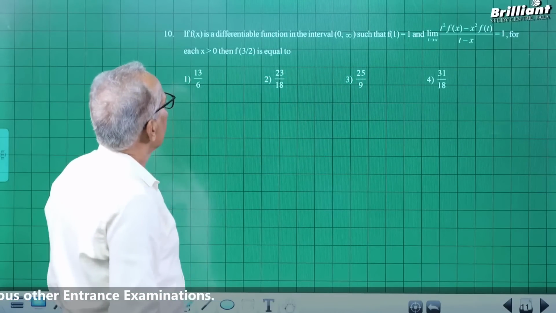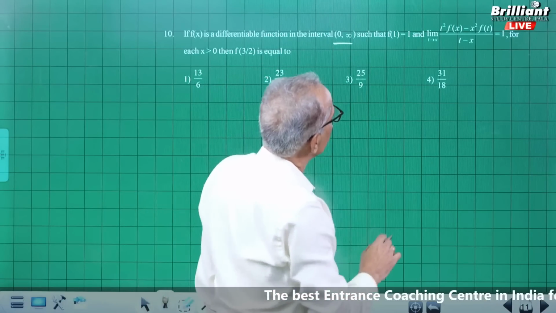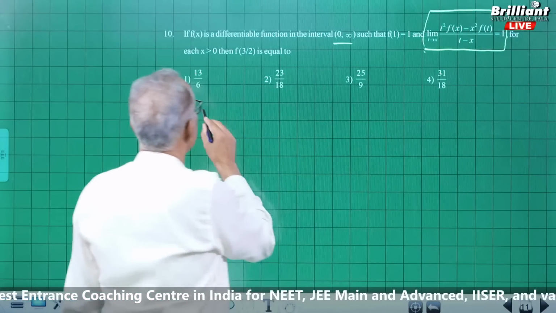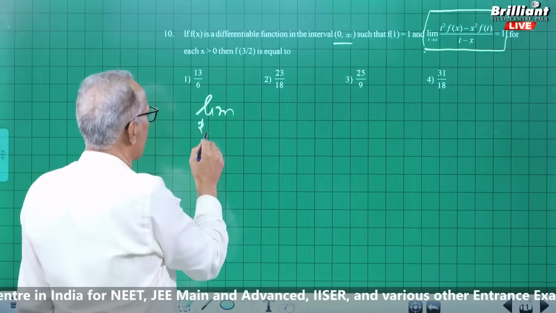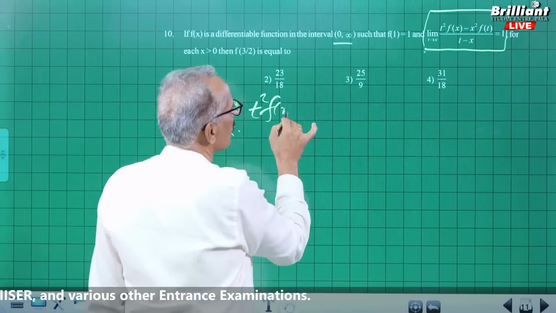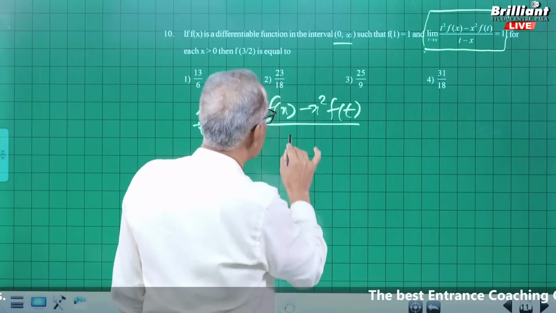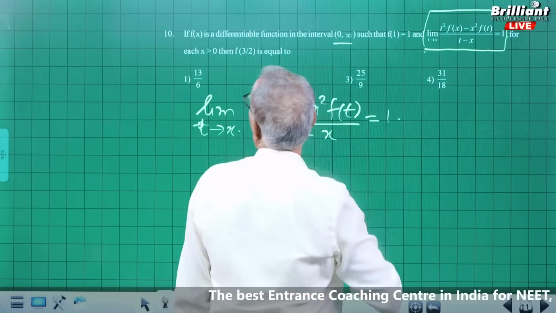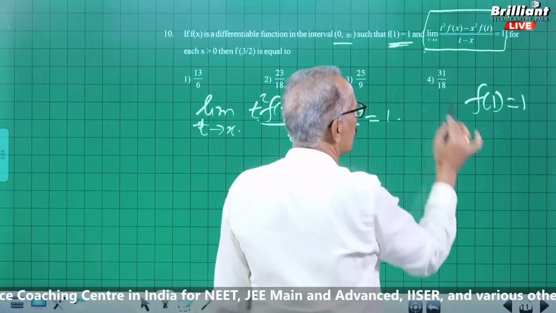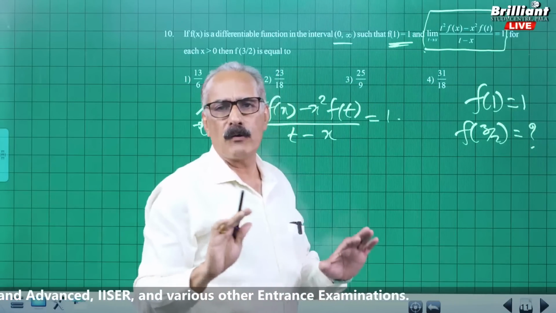Question number 10. If f(x) is a differentiable function in the interval 0 to infinity, f of 1 is, this is limit t tends to x, t square into f of x minus x square into f of t divided by t minus x equal to 1 given, and you are given f of 1 is equal to 1, that is here in the question, and the question is f of 3 by 2 is equal to what? That means you have to find out f of x here.